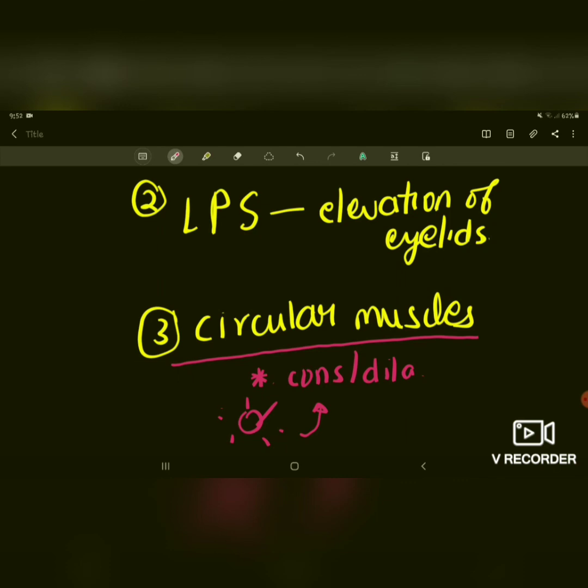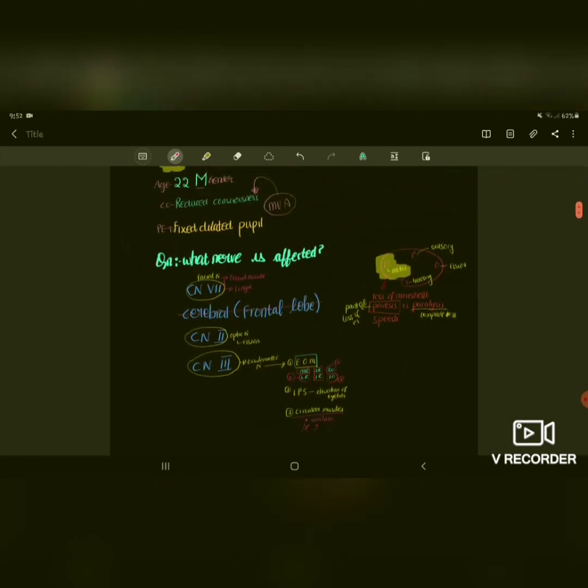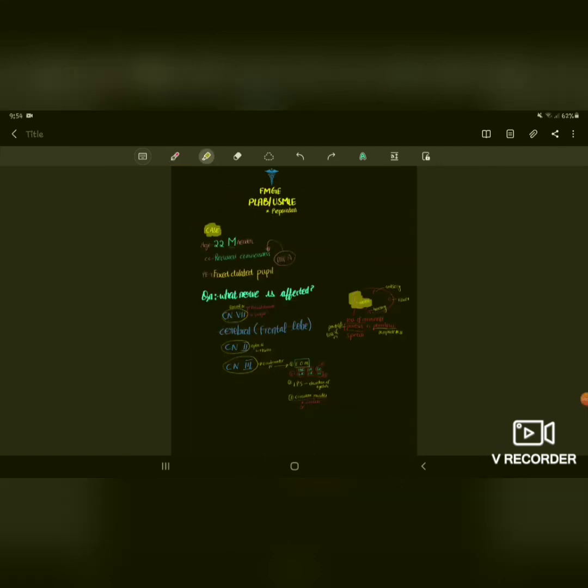So, based on the discussion, I think everyone might have already had the answer here. The answer is cranial nerve number 3 because it supplies the circular muscles, right? If this is affected, then there is some problem here, affecting the dilation or the constriction of the pupil, thus there is a fixed dilated pupil.